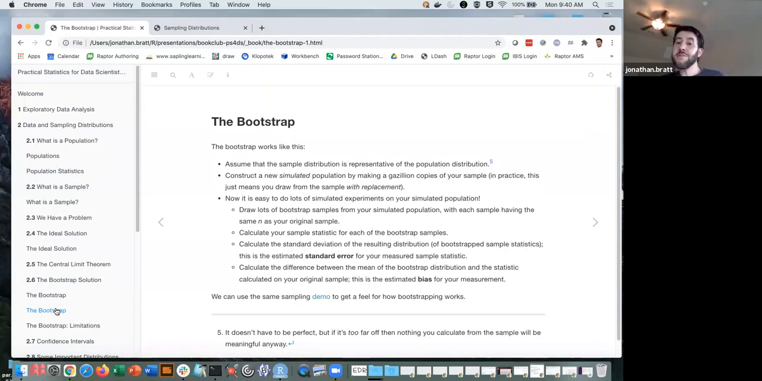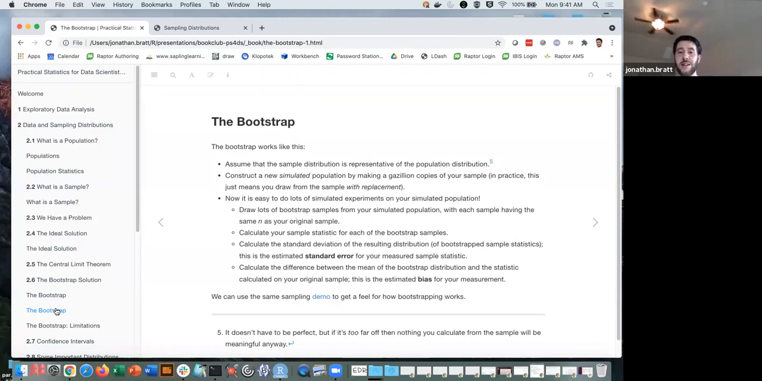We're going to construct a new simulated population by assuming that our sample is completely representative. We do that in practice just by taking our sample and multiplying it a gazillion times. In practice, this just means when you draw from it, you replace what you drew because you never run out. Now you just do a lot of simulated experiments on your simulated population. I can cheaply do 1 million experiments by drawing 1 million samples, let's call them bootstrap samples, from my simulated population, and each sample is the same size as my original because I'm trying to understand how sample size n behaves.